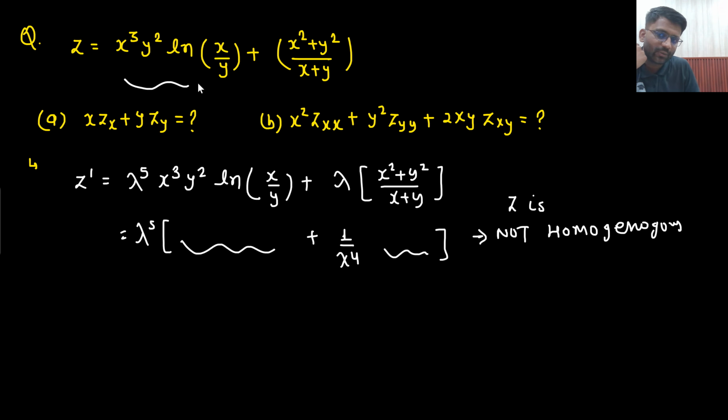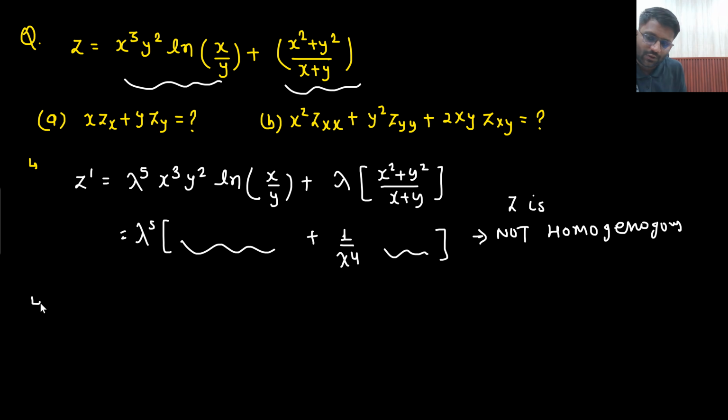But separately it is a homogeneous function. No, separately this is also a homogeneous function. Separately both of them are homogeneous functions. First, what I need to find out? In option A, what I need to find out? X into del z by del x. Forget about all these things. Just answer me one thing.